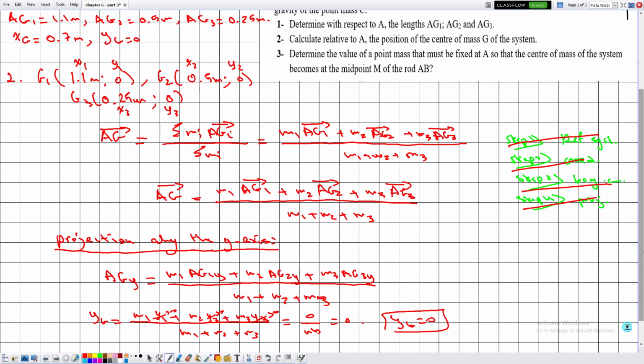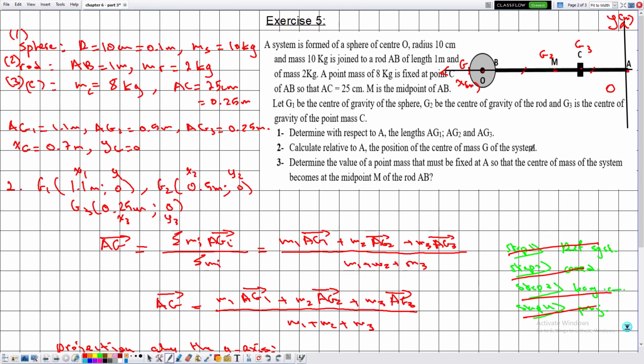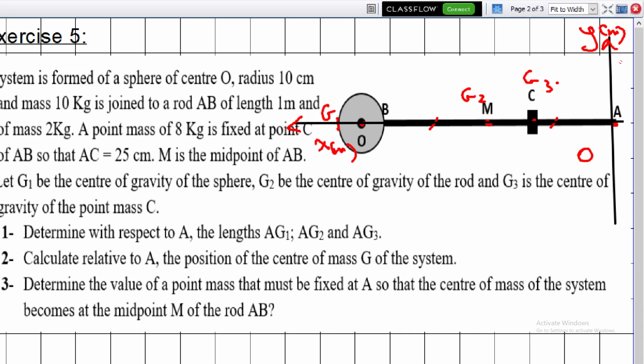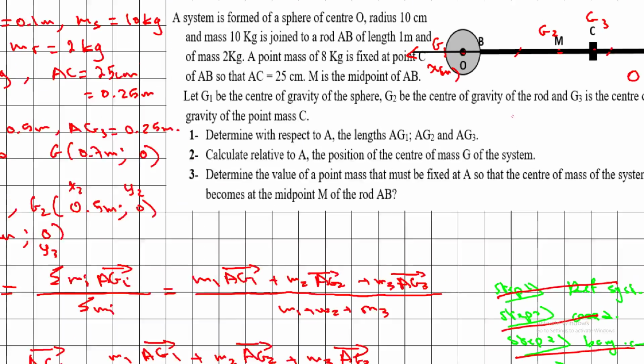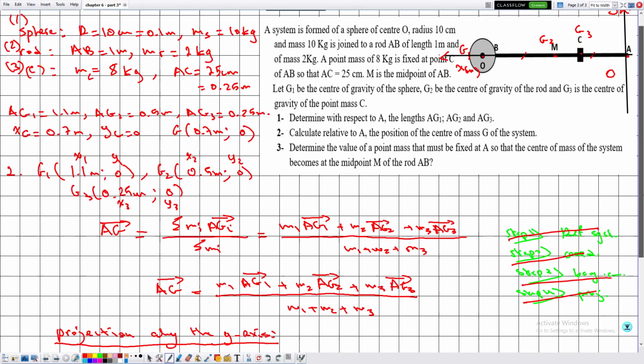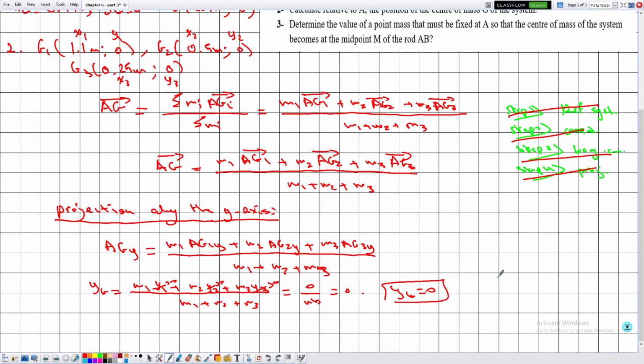Then the center of mass of the system composed of G1, G2, G3. So notice that all of these belong to the same straight line, which is the x-axis. So expect that the center of gravity must be along the x-axis, and indeed it's away from the point A by 0.7 meters. Finally, they are telling me calculate relative to A, so let's say that AG is equal to 0.7 meters.